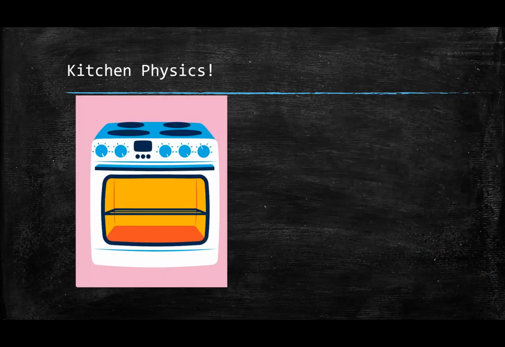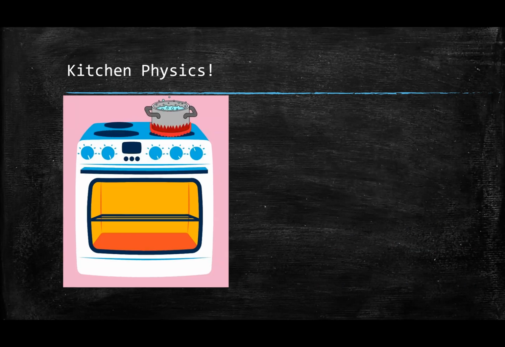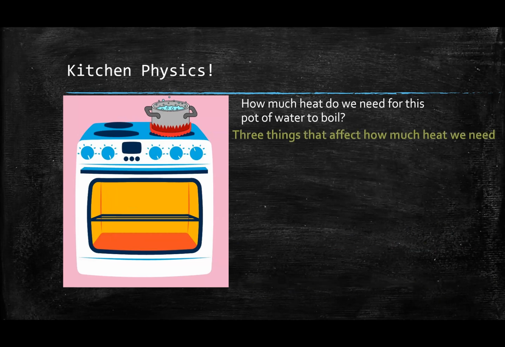Now let's do some kitchen physics. Let's say we have this stove and we want to put some water to boil on that stove. We can ask some questions. The first thing, let's say we want to find out how much heat we need for that pot of water to boil.